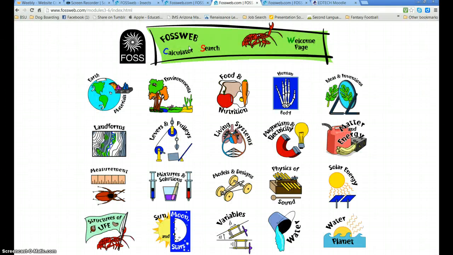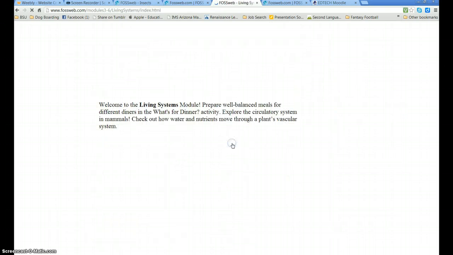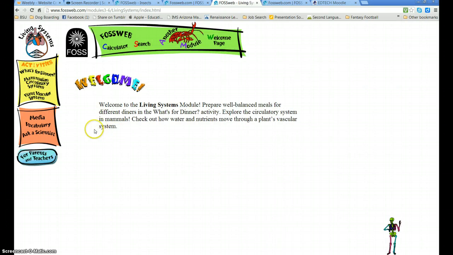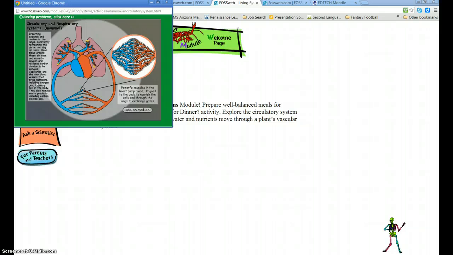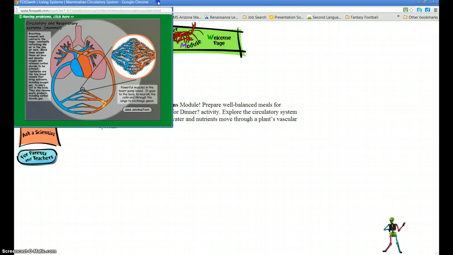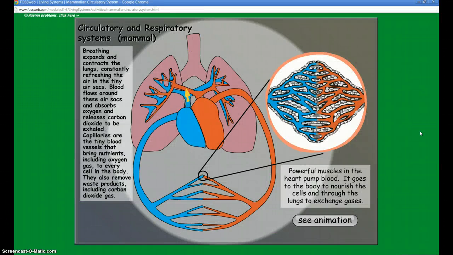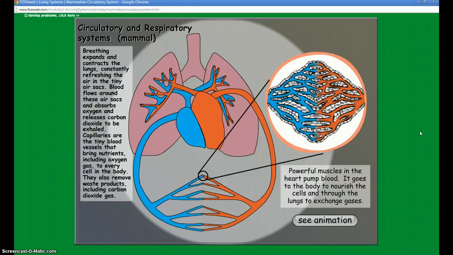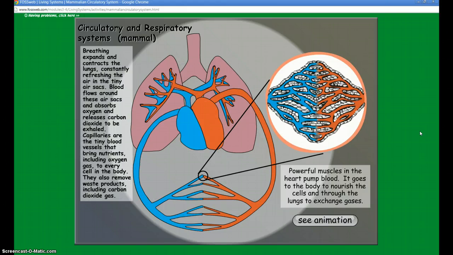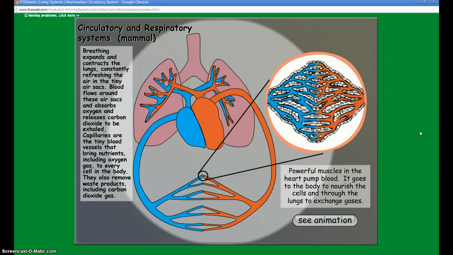And finally, my last module that I am reviewing is Living Systems. And again, Living Systems, they included the What's for Dinner module. I'm going to go to the mammalian, circulatory, and respiratory systems. And this is really nothing more than text that you would get in a book. The picture is somewhat animated, so you get to see how blood flows and the heart pumps. But there really is no interaction with the student.